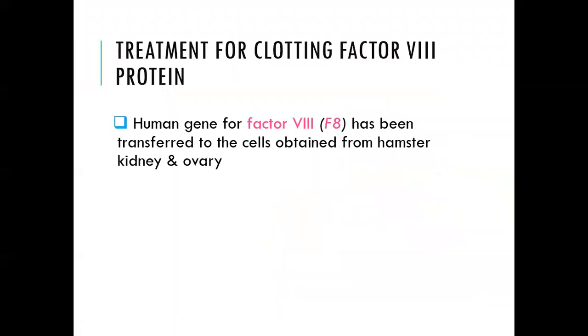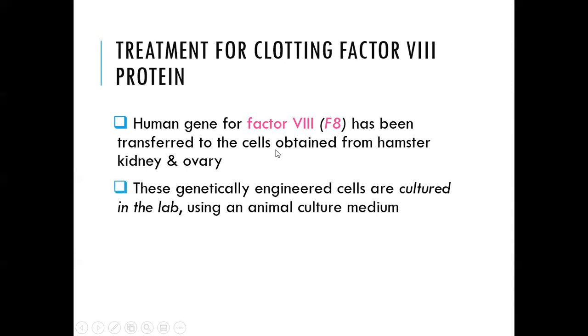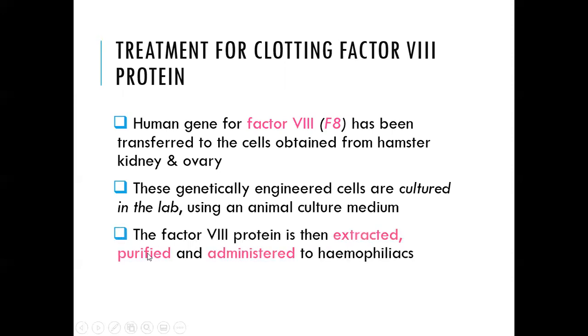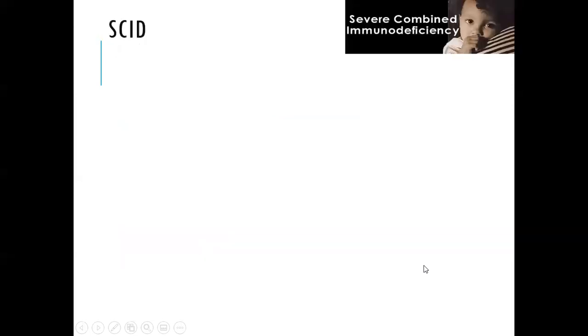The human gene for factor VIII, the name of the gene is F8, in italics, has been transferred to cells from hamster kidney and ovary. These cells are cultured in the lab in animal culture medium. For bacteria, we use a different culture medium than for animal cells, because different cells have different nutrient requirements. After culturing, we extract the factor VIII protein, purify it and administer it to people with hemophilia. So people with hemophilia will then get the factor VIII.